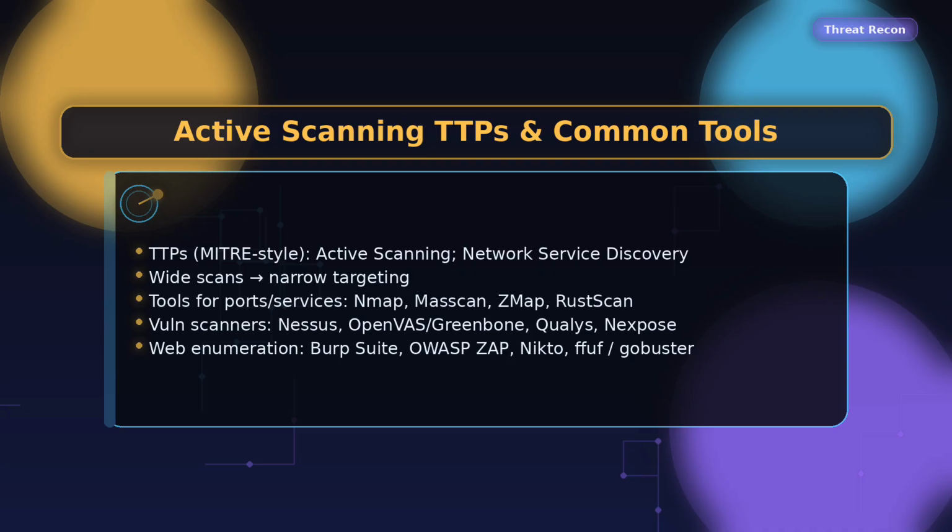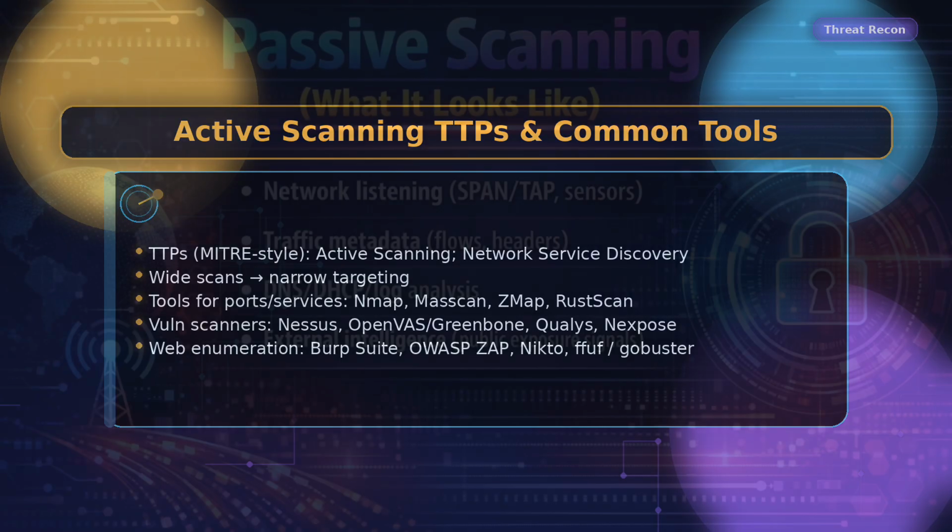For vulnerability management, enterprise tools like Nessus, OpenVAS/Greenbone, Qualys, or Nexpose are used to test for known issues. For web applications, tools like Burp Suite or OWASP ZAP help analyze requests and responses, while Nikto and wordlist-based tools like FFUF or GoBuster focus on common web exposures. Remember, tools are neutral. Authorization determines legality and ethics.